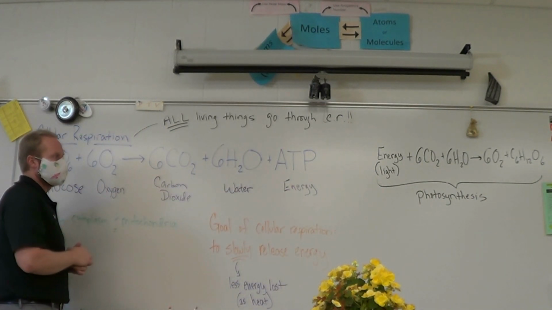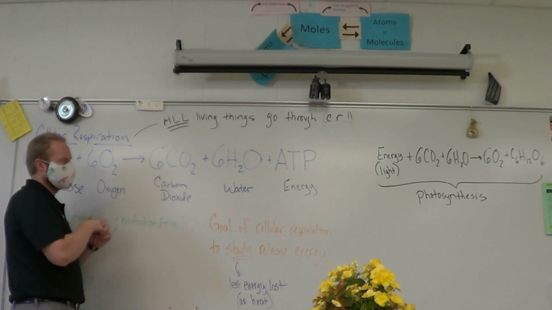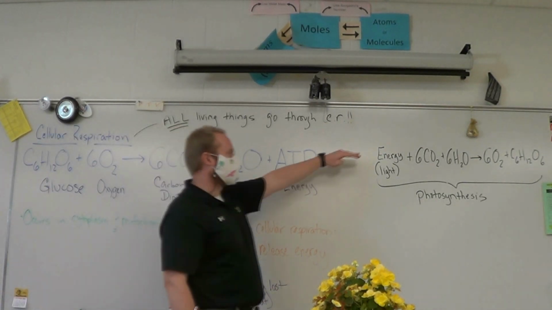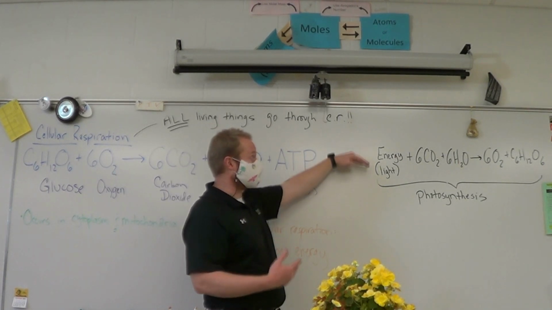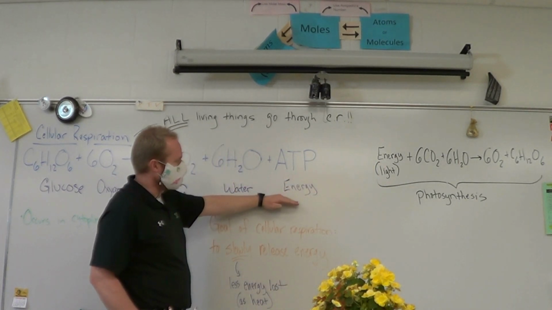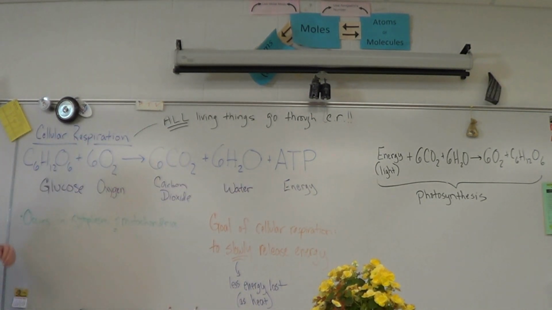The biggest difference between these, besides the fact that the reactants and products are flipped, is the energy form in which we start and end. In photosynthesis we use energy in the form of light, whereas in cellular respiration we release energy in the form of something called ATP.